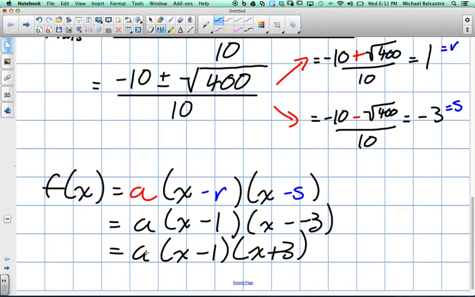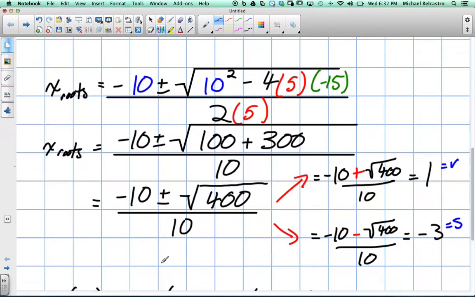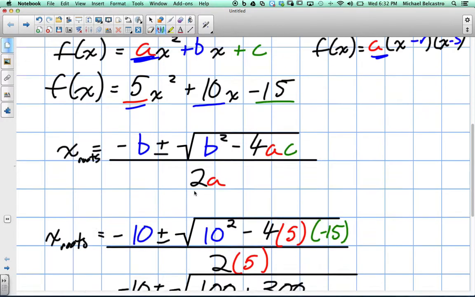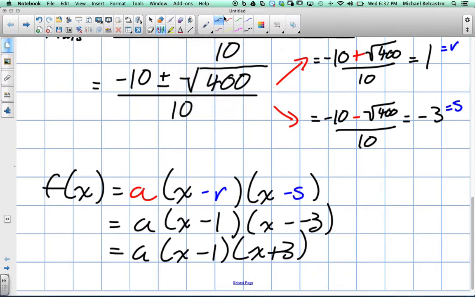Excellent. We're still missing one thing. What's that? The a value. And do we know what it is? 5. Yeah, it's whatever the a value is in the standard form. So it's 5. So a is 5. So we get 5, x minus 1, x plus 3. And there you go. You got your factored form.